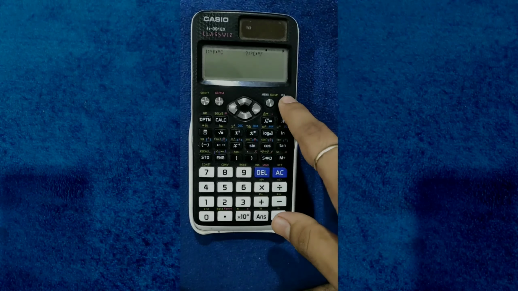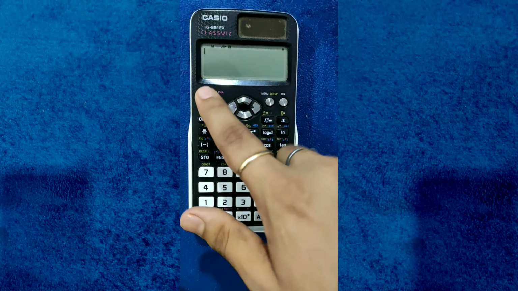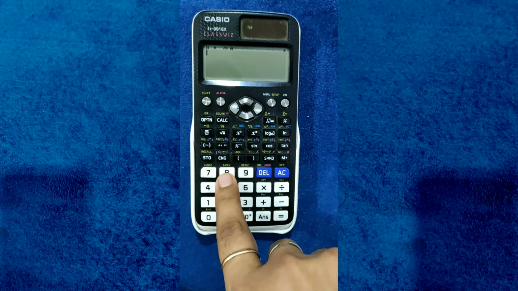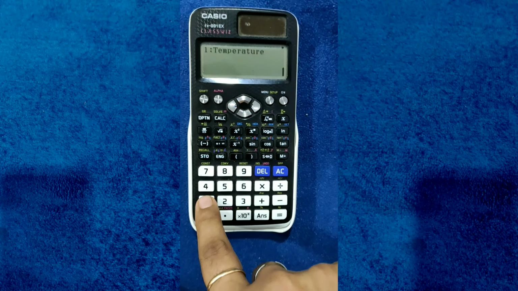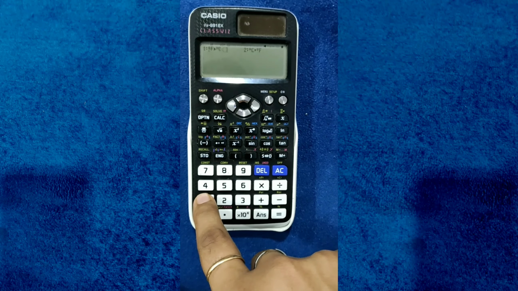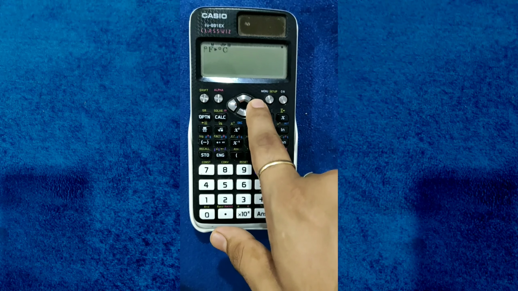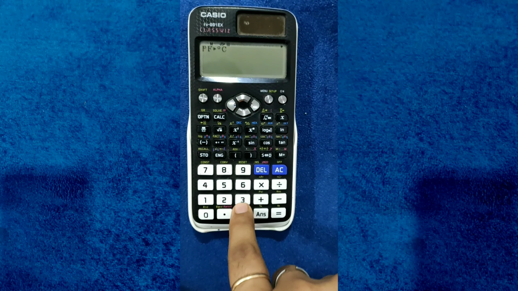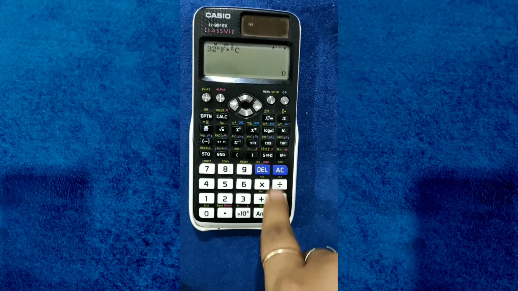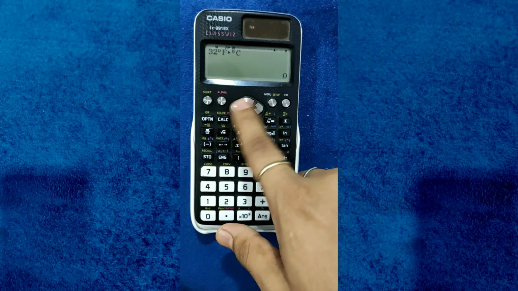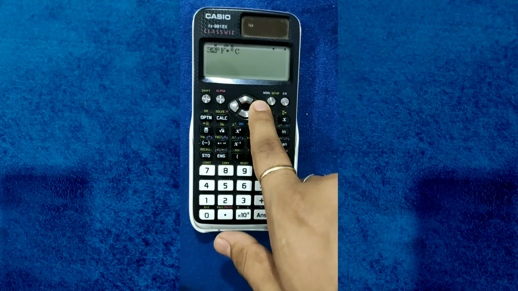So let's start. The first thing we need to do is activate the conversion table. Go to Shift, go to number 8, that is conversion, look for temperature, you can scroll down and look, the temperature is defined in number 1. Select the conversion units. I'm selecting from Fahrenheit to Celsius. Define the input in one unit and you will get the result in the other.